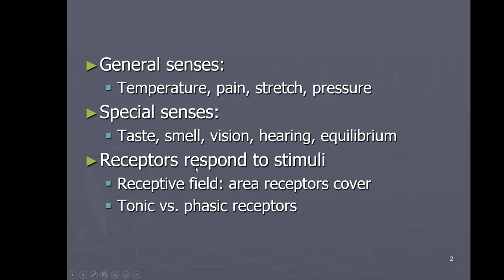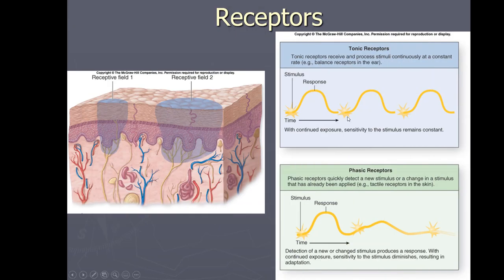The other issue that I want to bring up is tonic versus phasic receptors. So if you look at this picture here, each little star is a stimulus, like maybe just a tack hitting your finger or something that you need to respond to. So stimulus, stimulus, stimulus, and this is the response. So you can see with a tonic receptor, you get the same response every time.